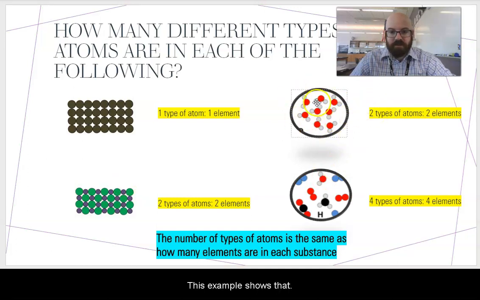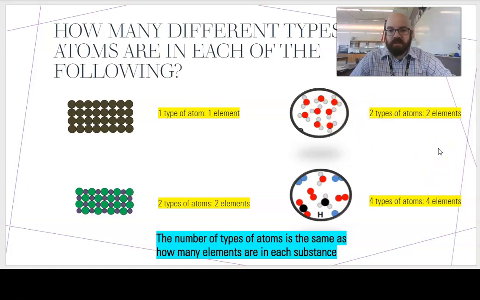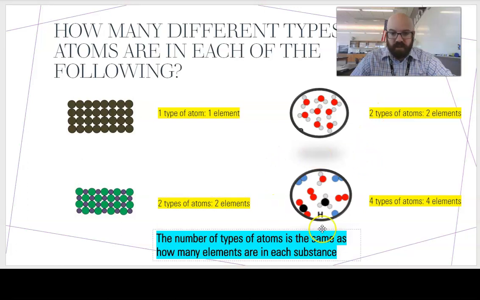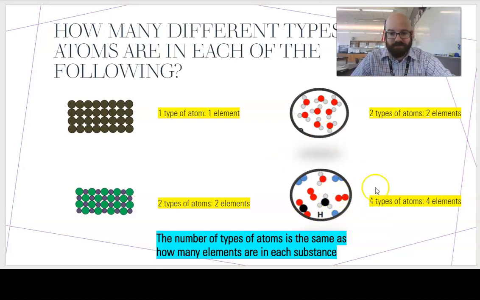This example shows that there are two types of atoms in the top right. They're the red and the gray. This is our water example from earlier. So if there are two types of atoms, that means this substance is made from two different elements. The lower right, let's count them. We have a gray atom, a black atom, a red atom, and a blue atom. So that's four different types of atoms. Therefore, this substance must have four different elements in it.